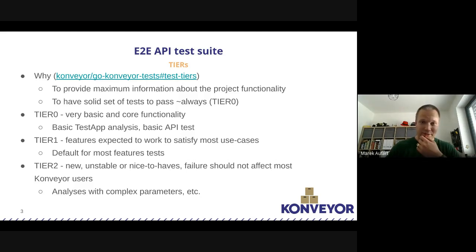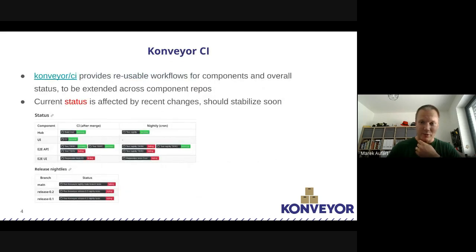So this is how we split the tests, and how it works with CI is that the workflows have been updated to execute these tests by tiers. The Konveyor CI, which provides reusable workflows for the components and the overall status, started to execute tier zero to tier two, so we know the status. Maybe this wasn't planned to be part of this presentation, but currently the overall CI status is red. It's not really stable at this moment. This is caused by many features related to the analyzer. So some of the things I said are not working at this moment, but should stabilize soon.